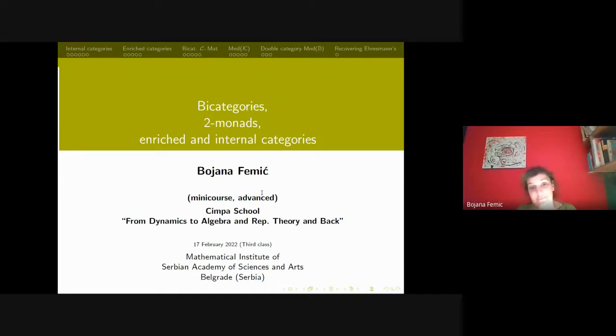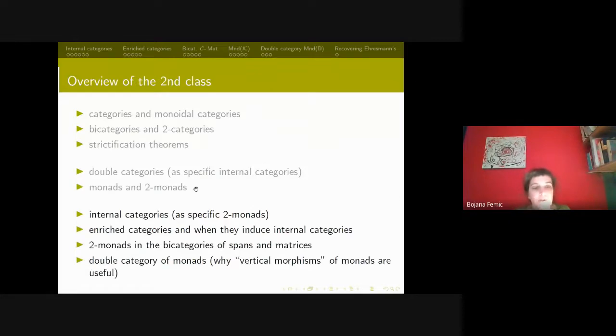Good, so welcome to the third class, the last class of the course. In this class, we will join different structures that we have defined and introduced in the previous classes. Okay, so this is this part here below. Today we will see internal categories.